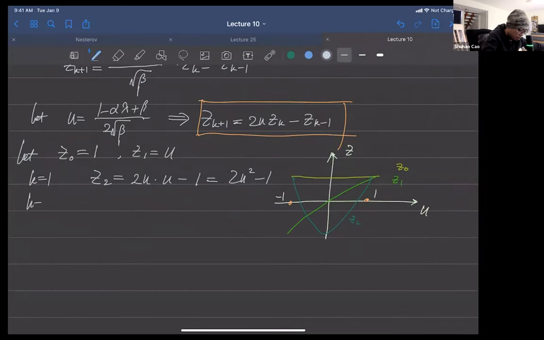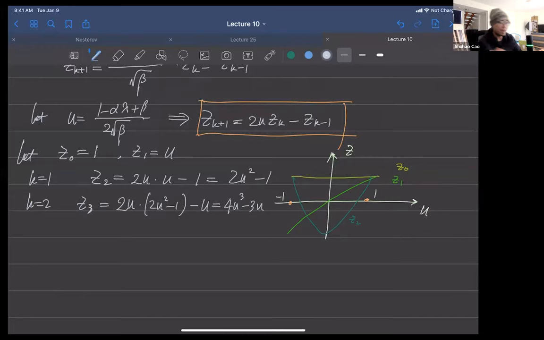And then we have z_3 is 2u times z_2, which is 2u square minus 1, then minus z_1, which is u. I mean, we can do this on and on. So for example, let's compute it. This is 4u cube minus 2u minus u, then minus 3u. If we evaluate this, this is a cubic polynomial. So the cubic polynomial looks something like that.